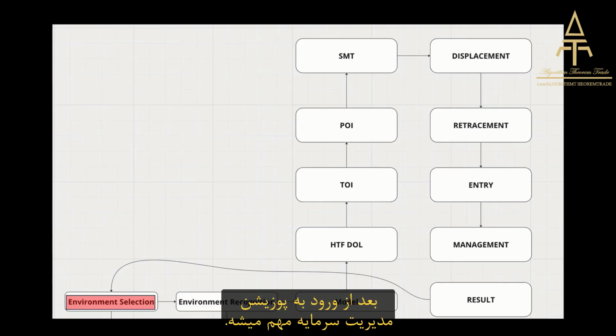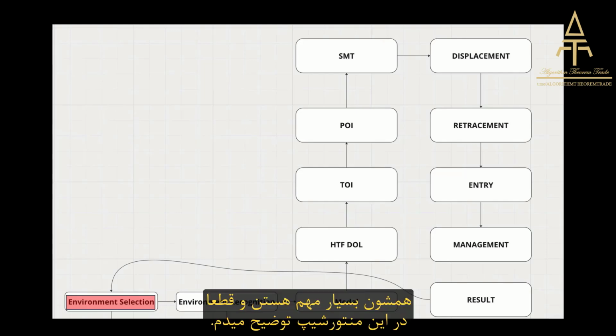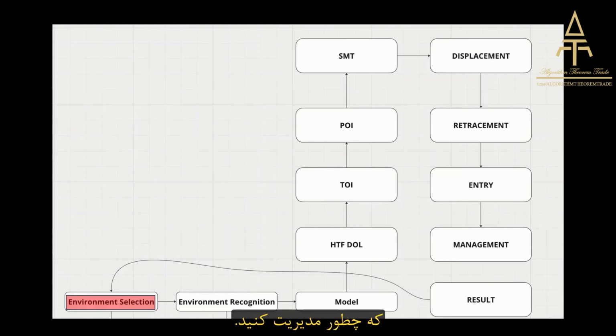After we have entered our position, we move on to management, meaning trade management. How do I manage the position? When do I trim my stops? Where do I take profits? All of those things are very important variables. And yes, I will teach them within this mentorship, how you could effectively manage positions. After the management part is done, we move on to the result part.